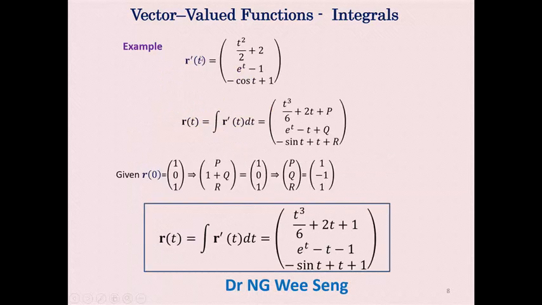And now we will integrate r prime t to get r(t). And again, this time we get arbitrary constants, say P, Q, and R. Now make sure you do not use A, B, and C again.